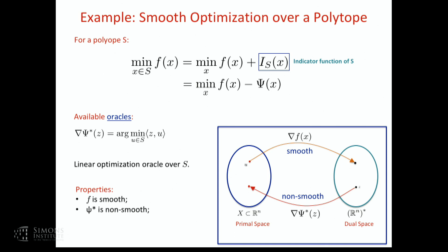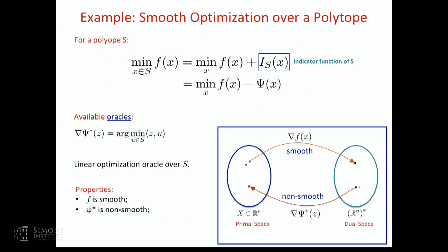And in this case, what do we know about our maps? We know that f is smooth, so this map here is Lipschitz continuous. This indicator function is a very non-smooth function because it goes from 0 to infinity, and it's not hard to see that its mirror map is also non-smooth. We have a setting in which in one direction we are smooth and in the other we are non-smooth.